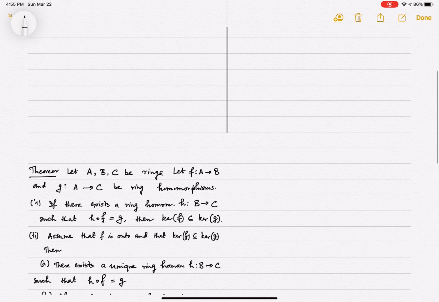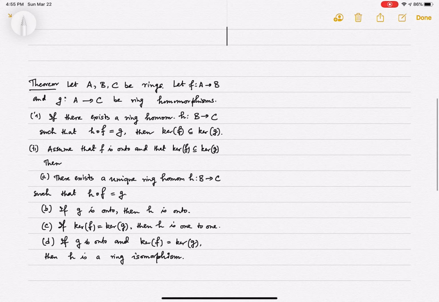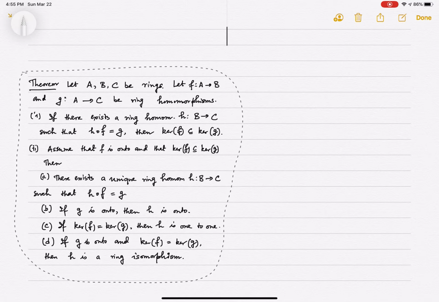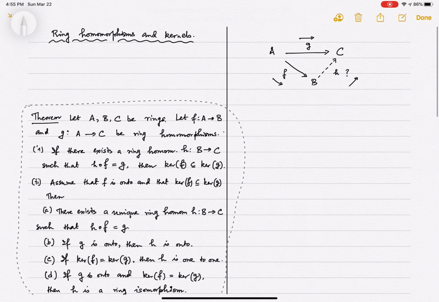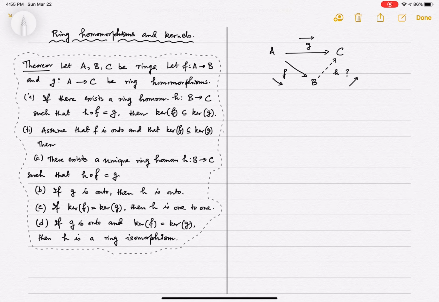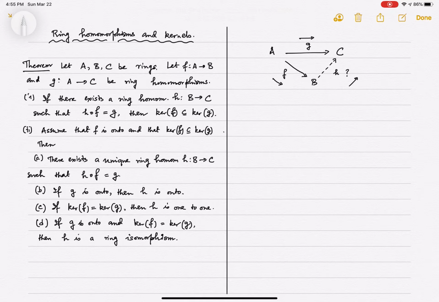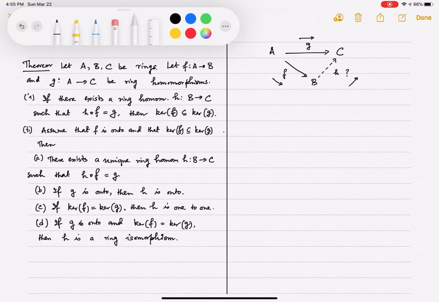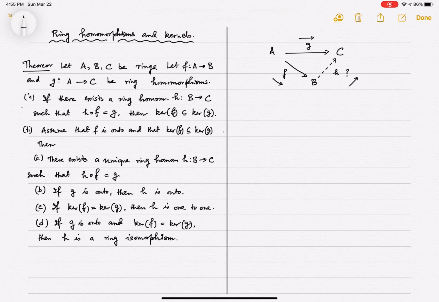I wrote down the statement here. Let me go over this with you. So it says, let A, B, C be three rings. Let F from A to B and G from A to C be ring homomorphisms. Part 2 is the main part. Part 1 tells you what the necessary condition has to be. So part 1 says, if there exists a ring homomorphism H from B to C such that H circle F is G, then you must have this condition that the kernel of F has to be a subset of kernel of G. Right? So that is a necessary condition.